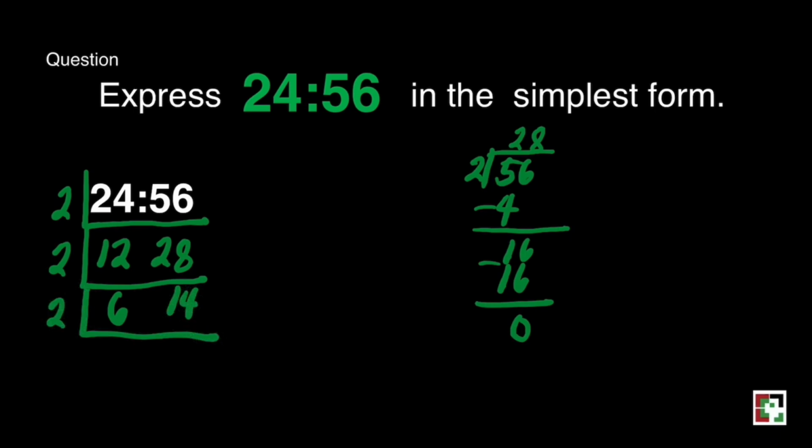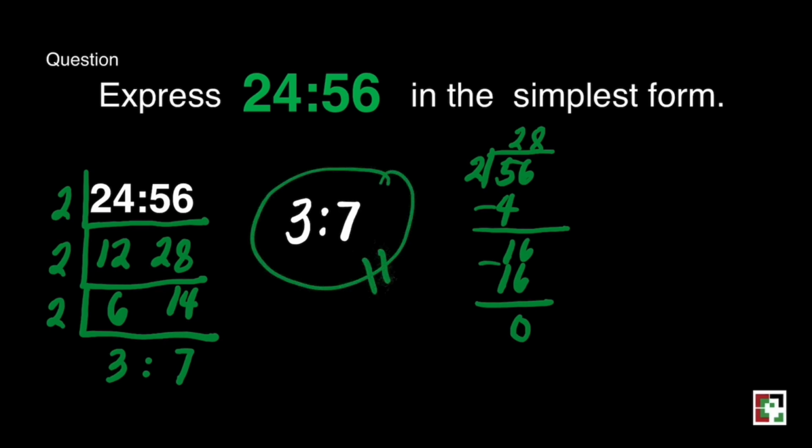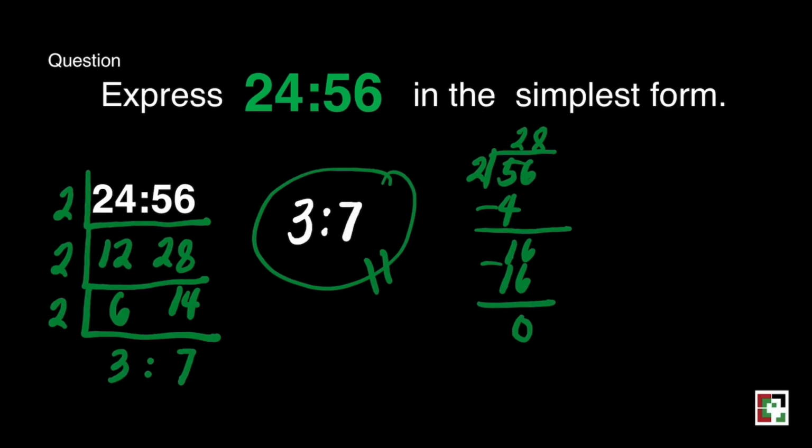We can still divide 6 and 14 by 2. 6 divided by 2 is equal to 3, and 14 divided by 2 is equal to 7. So I think there's no other number that can divide both 3 and 7. It means our final answer and the simplest form of 24:56 is 3:7. Let us have another one.